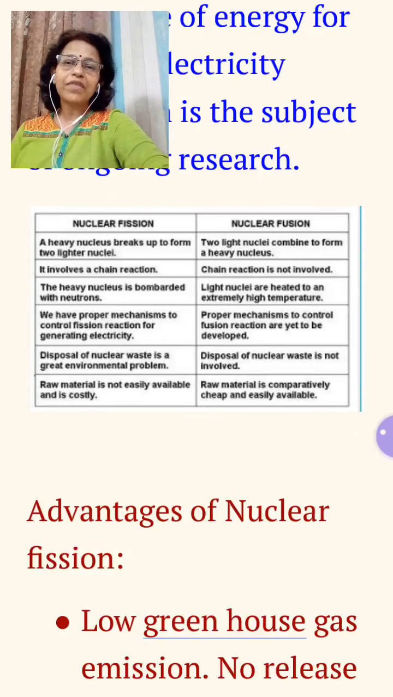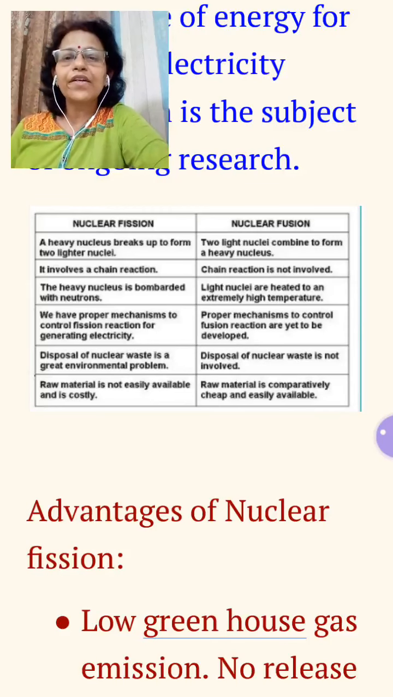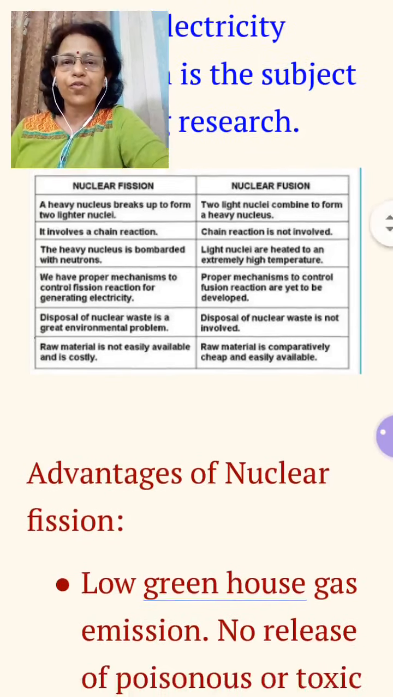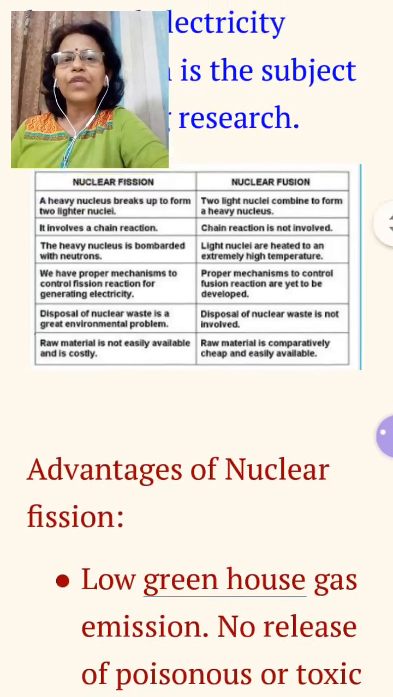The basic difference between these two: in nuclear fission, a heavy nucleus breaks up to form two lighter nuclei. On the other hand, in nuclear fusion, two lighter nuclei combine to form a heavy nucleus. Nuclear fission is a chain reaction, whereas in nuclear fusion a chain reaction is not involved. As you can see, the third point, in fission a heavy nucleus is bombarded with neutrons. In nuclear fusion, light nuclei are heated to an extremely high temperature. So basically these are the differences between nuclear fusion and nuclear fission.